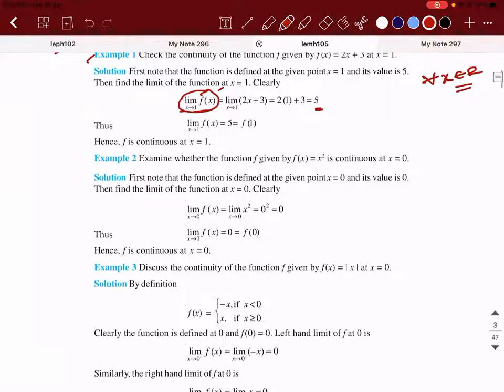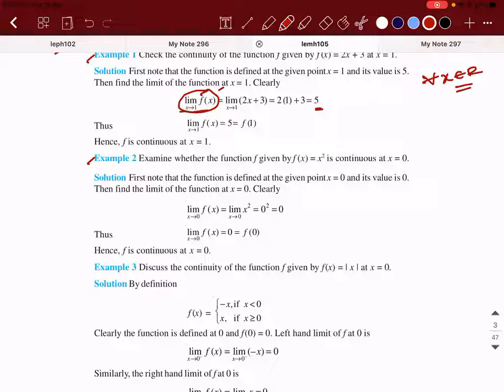Example number 2. Examine whether the given function f of x is equal to x square, again, x square is what? A polynomial function. Is it continuous at x is equal to 0? Is it continuous or not? Yes, it is. So how will you do it? What are the steps you will use to show?